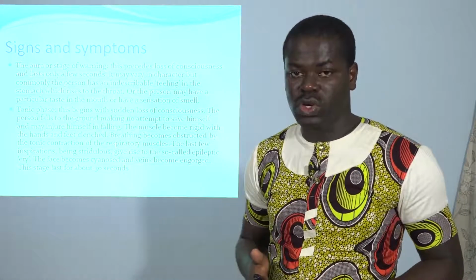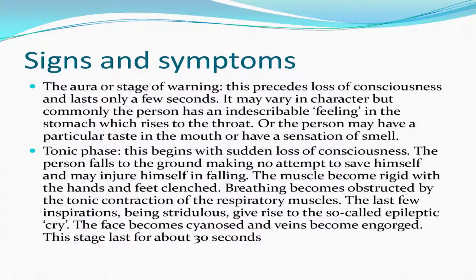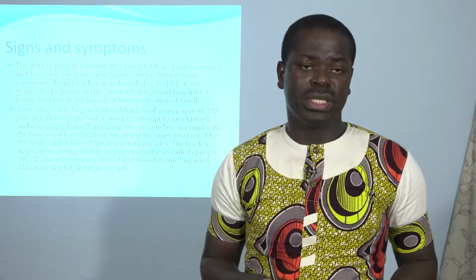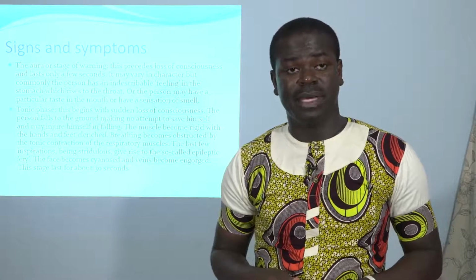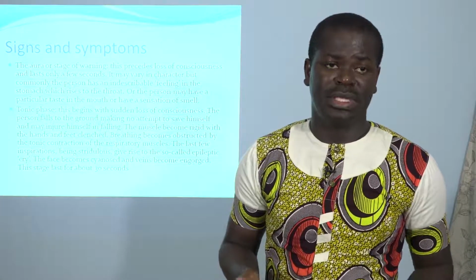Right. And then we move on to the tonic stage. The tonic stage begins with sudden loss of consciousness. The person falls to the ground, makes no attempt to save him or herself, and the muscles become rigid with the hands and feet clenched together. Breathing may become obstructed by the tonic contraction of the respiratory muscles. It lasts a few seconds. Inspiration may be stridulous, meaning noisy, giving rise to the so-called epileptic cry. So the tonic phase is where the person falls down, making no attempt to save him or herself.